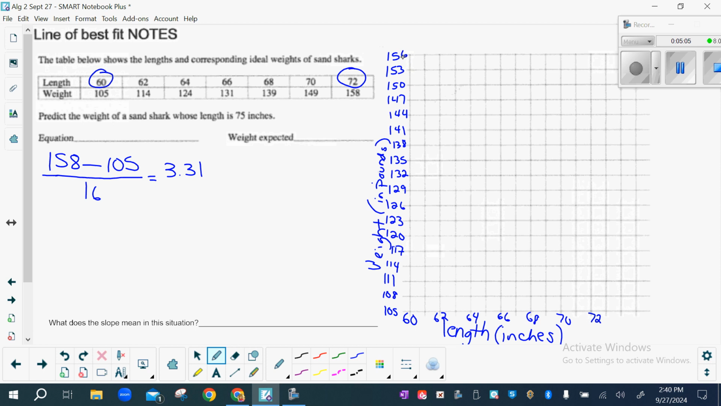So I'm going to erase this, and now we're going to draw our points on the graph. So 60, 105, let's do that in red. 60, 105 would be right here. 62, 114. 64, 124.